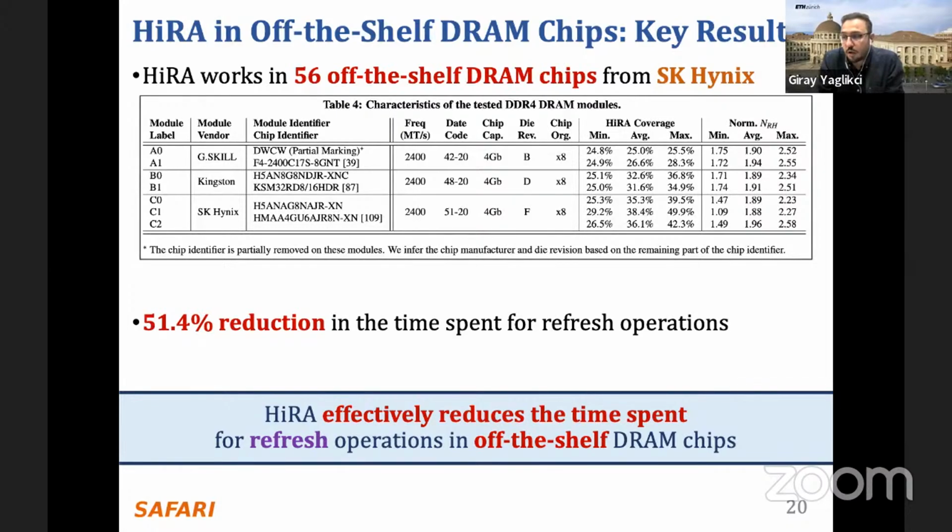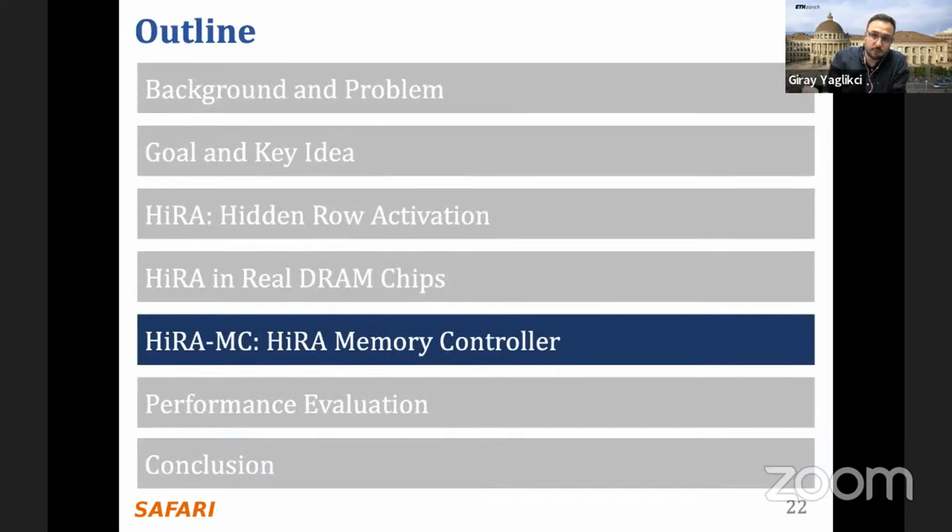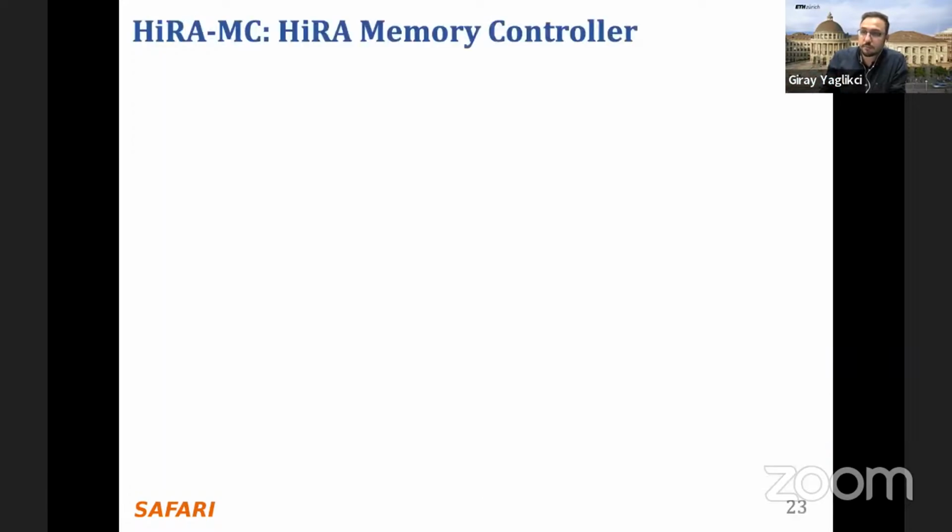We do not know exactly how this operation is supported in current off-the-shelf DRAM chips, but we have the hypothetical circuit that I explained earlier. You can find more detailed experimental results in the full paper, as well as more information about the particular DRAM chips that we tested. And now I will move to the mechanism that we designed to perform these HiRA operations.